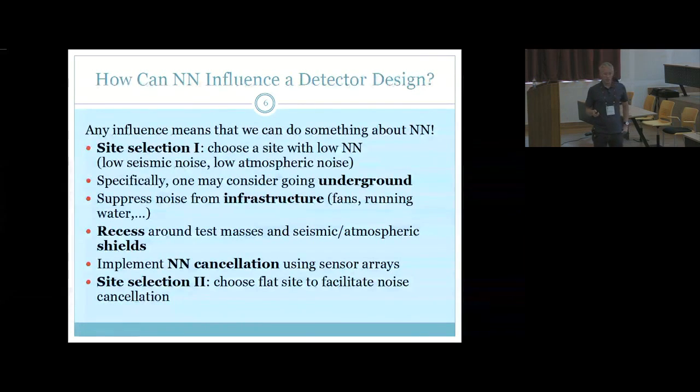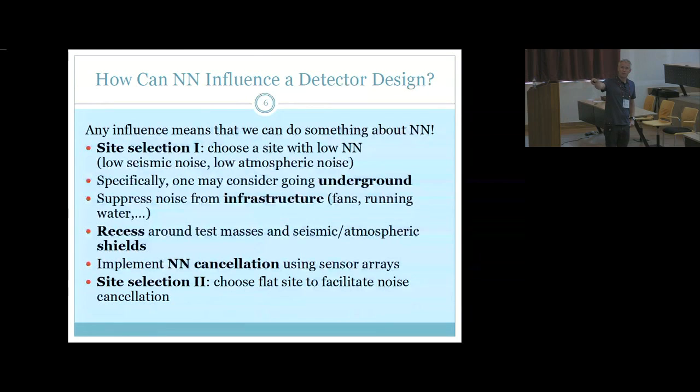Okay, so now back to the question that I raised in the title of my presentation: how can Newtonian noise influence the detector design? Whenever there is something that influences the detector design, it means that we can do something about it. We can do something about Newtonian noise. That's what it means. And there are various ways we can do something about Newtonian noise.